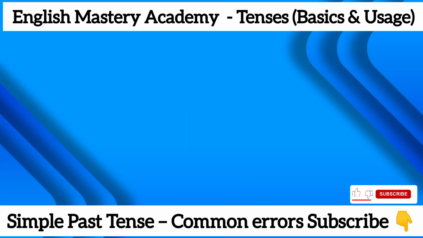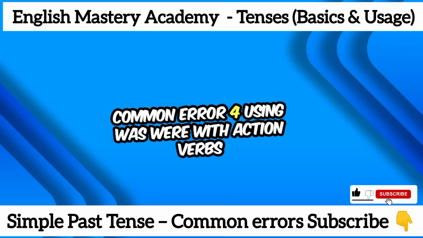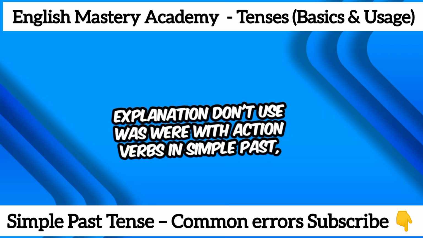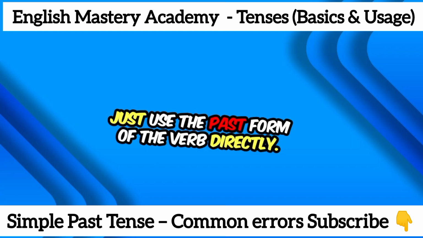Part 5. Common error 4. Using was, were with action verbs. Incorrect: She was go to the temple. Correct: She went to the temple. Explanation: Don't use was, were with action verbs in simple past. Just use the past form of the verb directly.